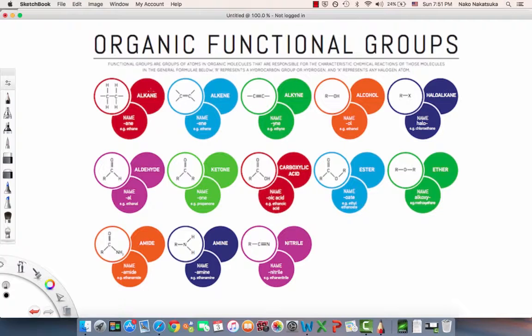Let me read these two lines above right here, where it says functional groups are groups of atoms in organic molecules that are responsible for the characteristic chemical reactions of those molecules. In the general formula below, R represents a hydrocarbon group or a hydrogen, and X represents any halogen group.